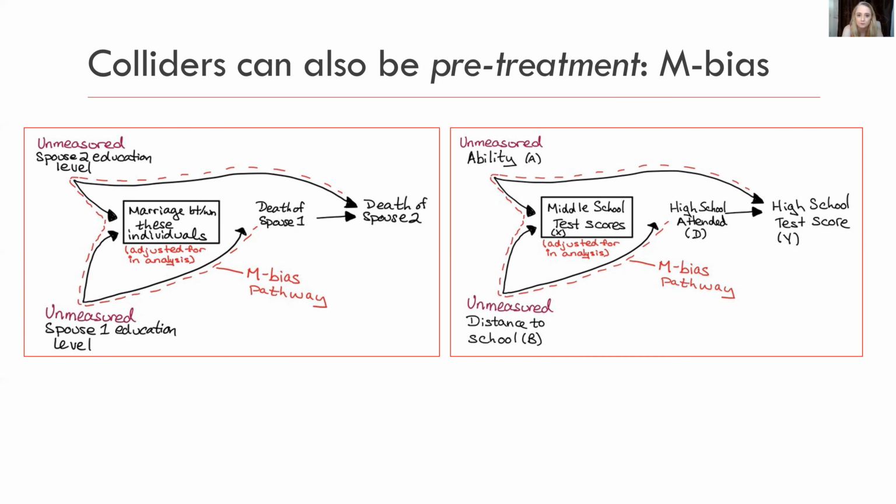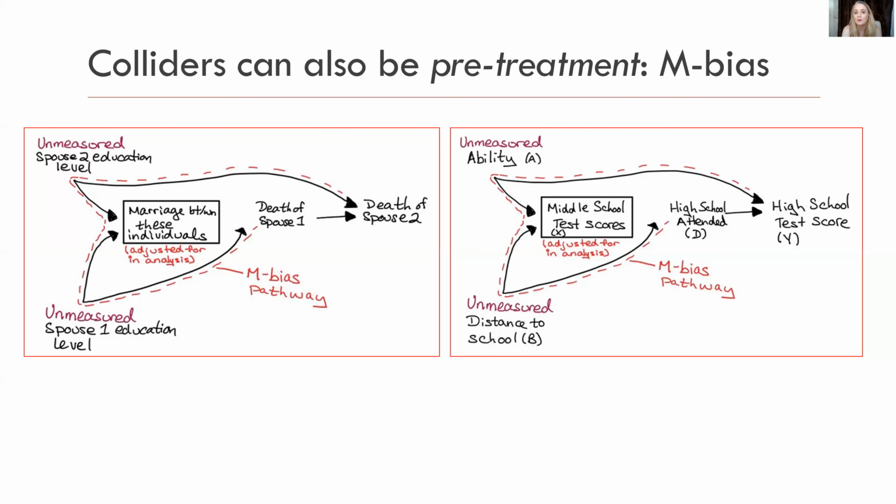Another thing that we might need to think about is that individuals who live further from their middle school may also live further from their high school. And if you have a long distance to commute to school, you may show up to school more tired, you may have less time to do homework, and you may overall perform more poorly on middle school test scores.